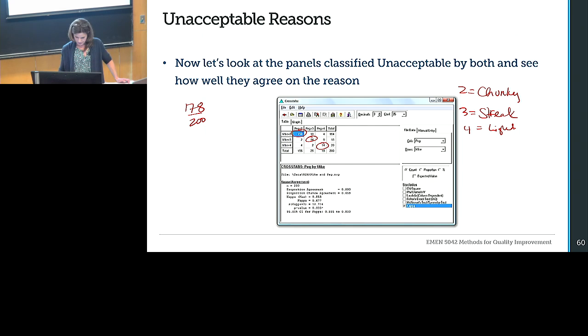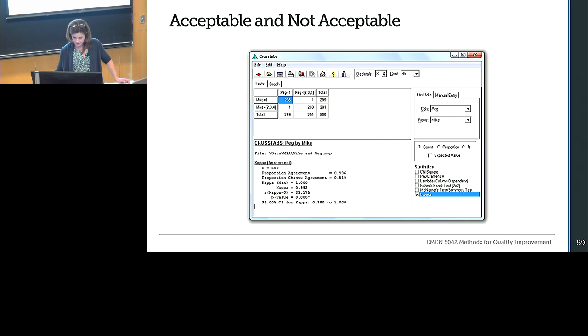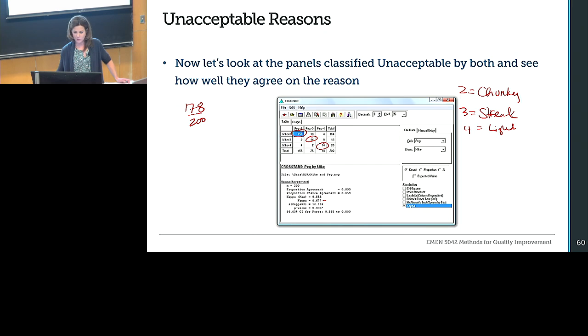And looks like our agreement here, let's see, our Kappa value, 0.677. What was it on okay, not okay? 0.992. So our agreement was better when we're just looking at okay, not okay, as opposed to the reason why it's not okay. So again, we're looking at agreement within the unacceptable category.